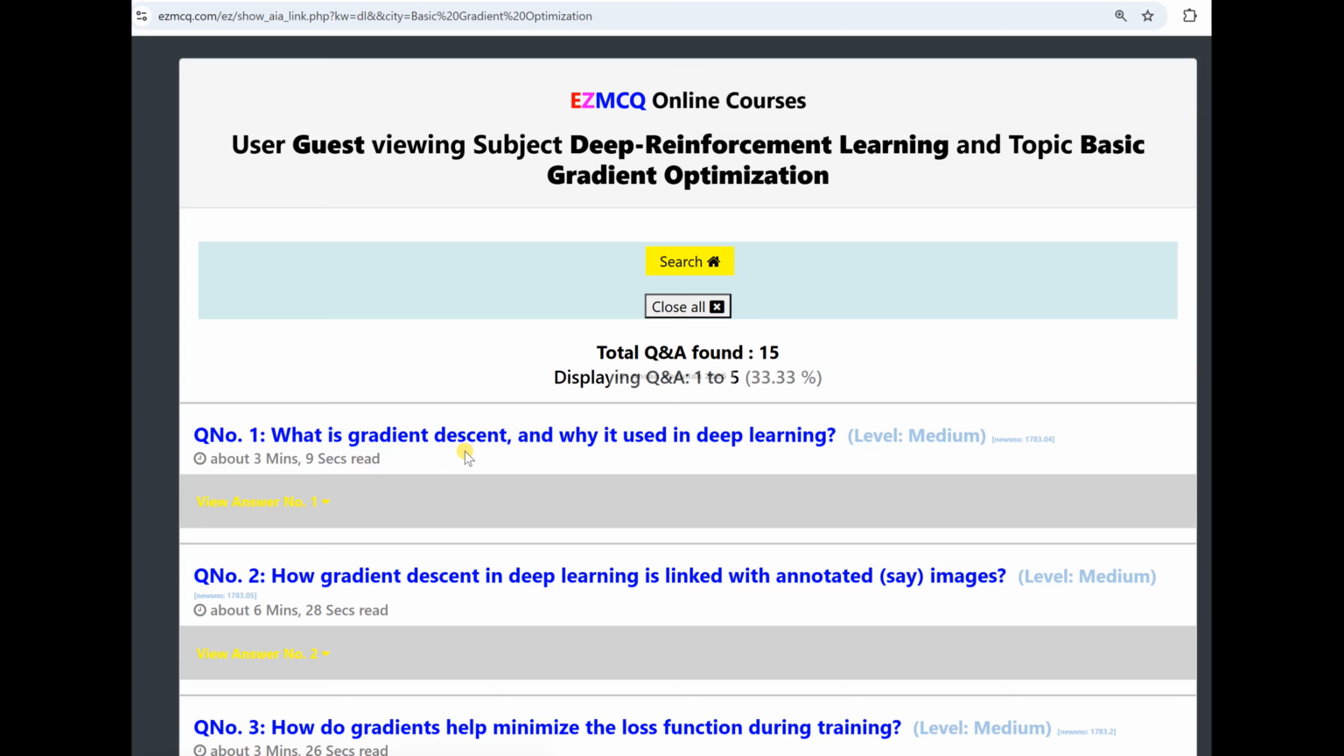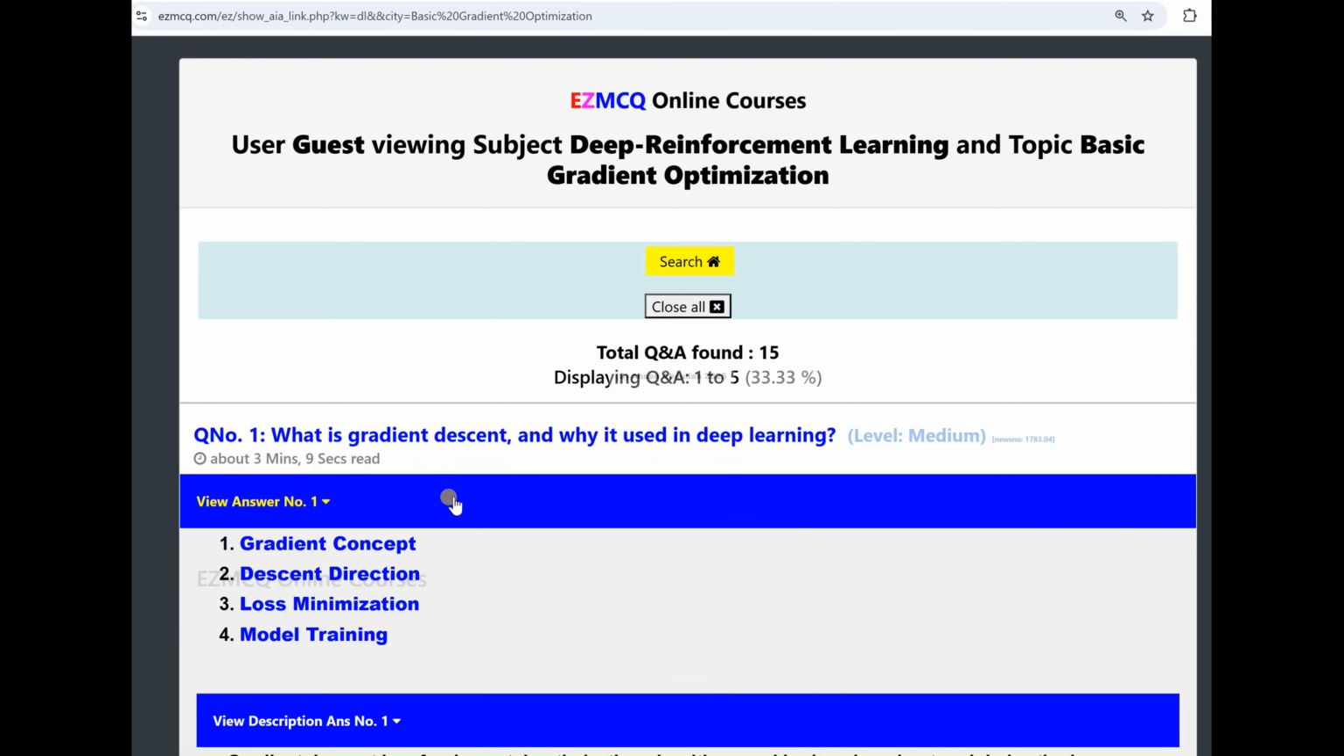So let's start. What is gradient descent and why is it used in deep learning? Well, gradient descent is also used in neural networks, and as you know, for deep learning we have many more layers of neurons. Gradient descent is basically a fundamental optimization algorithm, and the objective is to minimize the loss function. So what is the loss function? The loss function is the difference between the predicted output and the actual label.